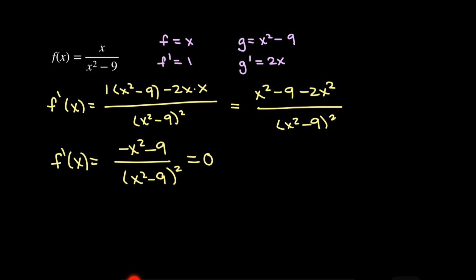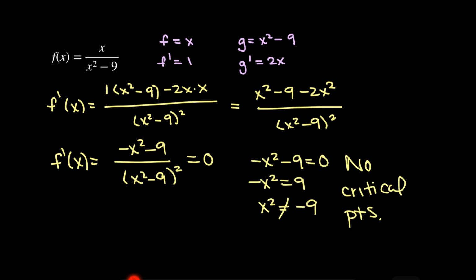To find my critical points, I'm going to set this equal to 0. The only way a fraction will equal 0 is if the numerator equals 0. So negative x squared minus 9 equals 0. If we try to isolate the x squared, we end up getting x squared equals negative 9. But that's not possible. When you square a number, you always get a positive. So this tells me that this function has no critical points.